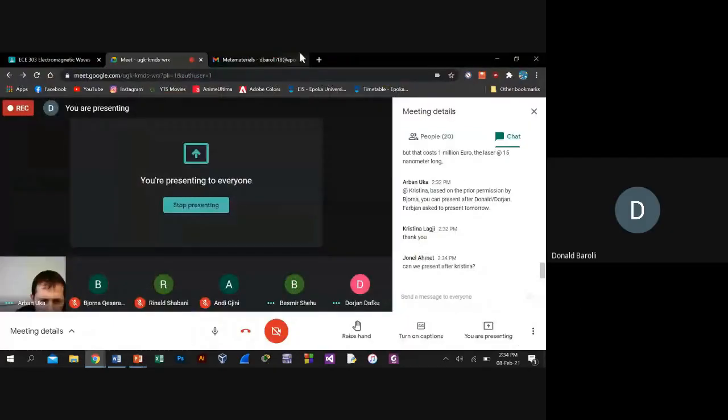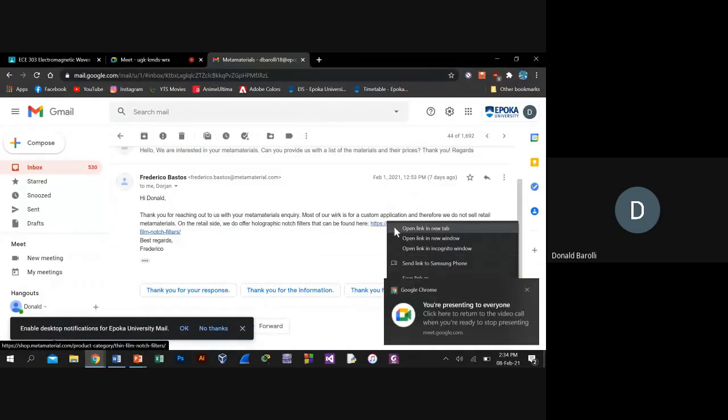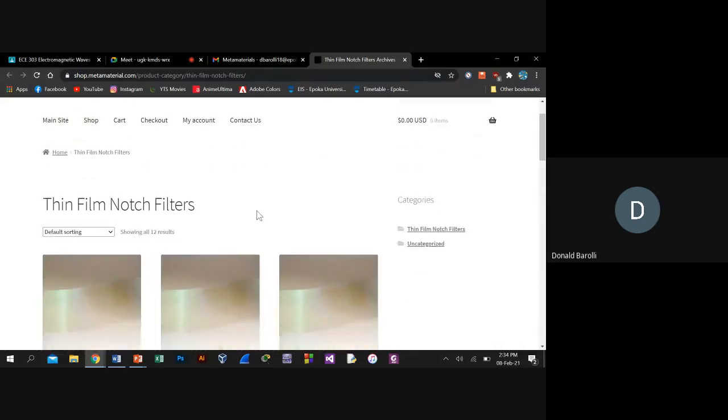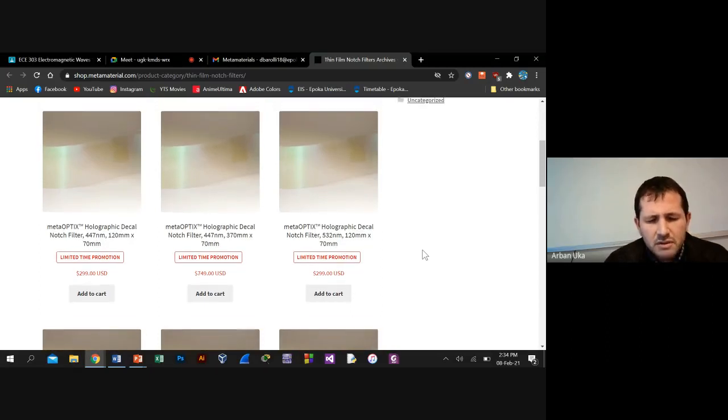That's the email we got, but they said they couldn't give us the metamaterials prices because they had them only for themselves. The prices are here, like 700. So they give the notch filters. Yes. So they say it's 370 millimeters by 70 millimeters. So this is 37 centimeters by 7 centimeters.